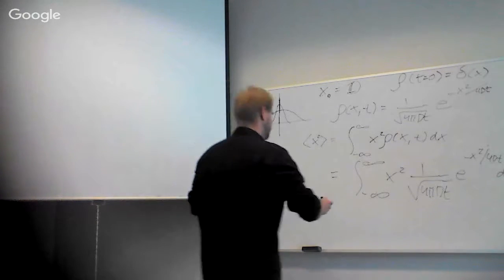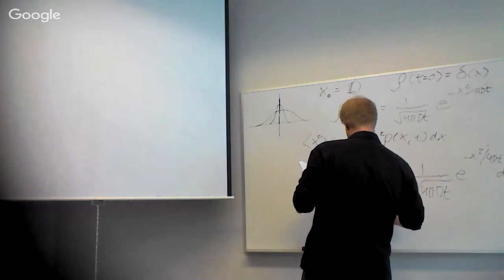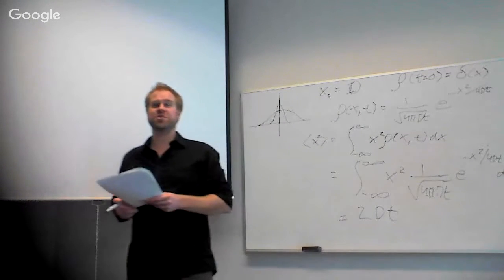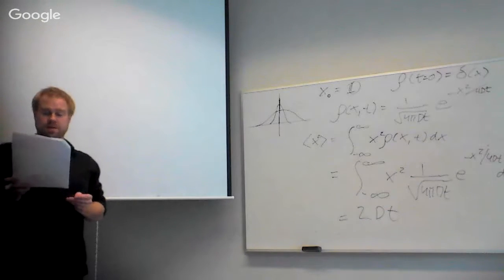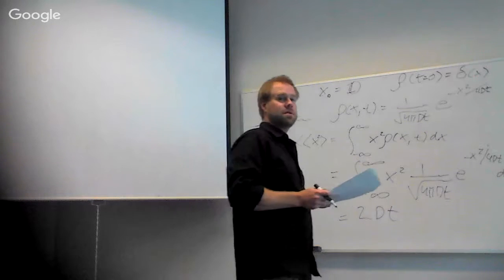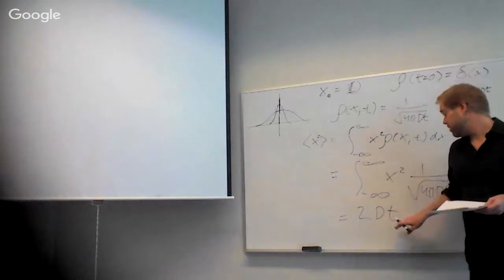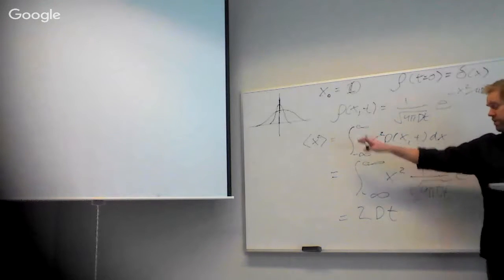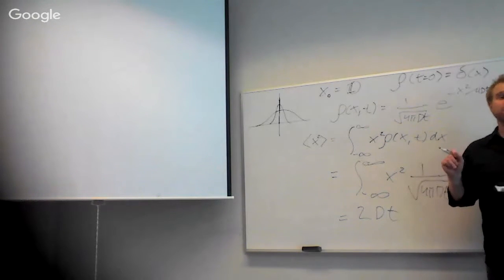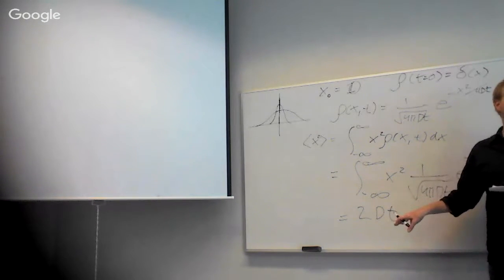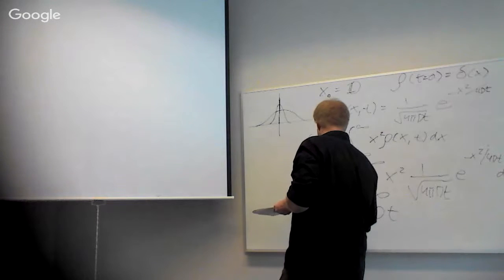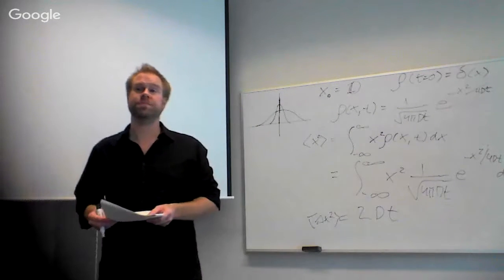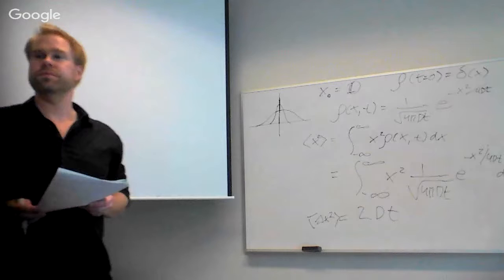Again, put this into Wolfram Alpha, or solve it in Mathematica. We get 2dt. So we're doing this in 1 dimension, so we have our x squared is equal to 2dt. That's not the same thing we had before. What we had before was that our delta x squared is equal to 2dt. But since our average x is equal to 0, this is equal to our delta x squared. That's what we have.